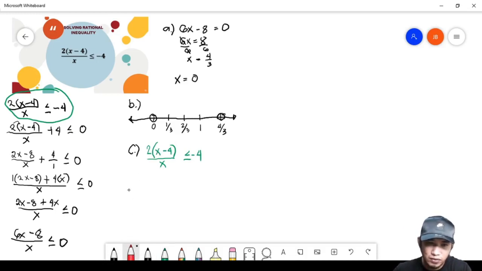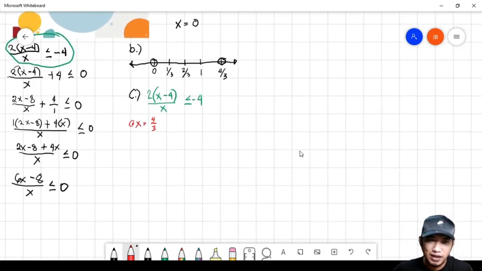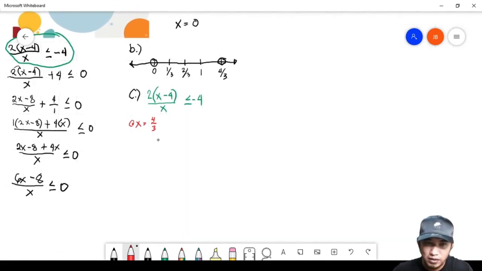Okay? So, at x is equal to 4 over 3. Ayan. Move ko lang pataas. Ayan. 4 over 3. We will, okay, that is 2 multiplied to 4 over 3. Pinalitan ko na si x ng 4 over 3 minus 4. Okay, close. All over 4 over 3. Pinalitan ko naman si x is less than or equal to negative 4.